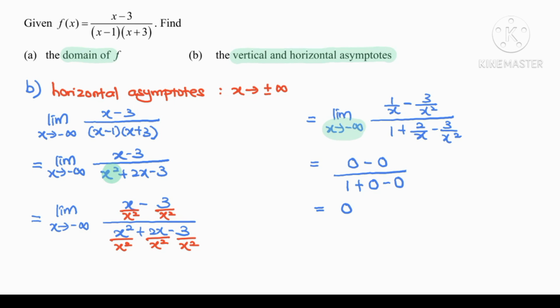So based on these two limits, the answer that we get is equal to 0. Now, you can make a conclusion and say that the horizontal asymptote is y equal to 0.